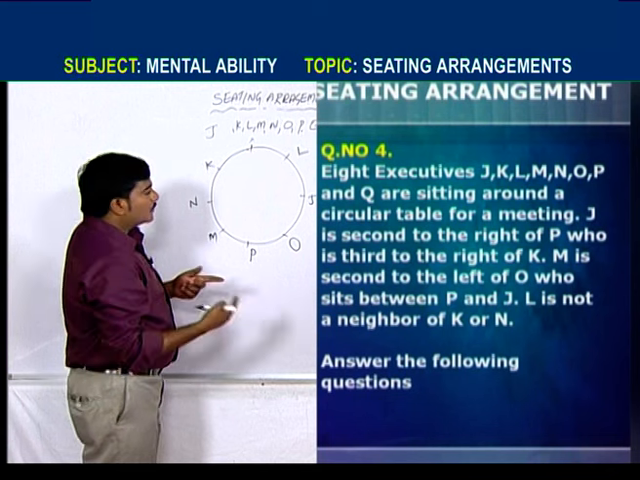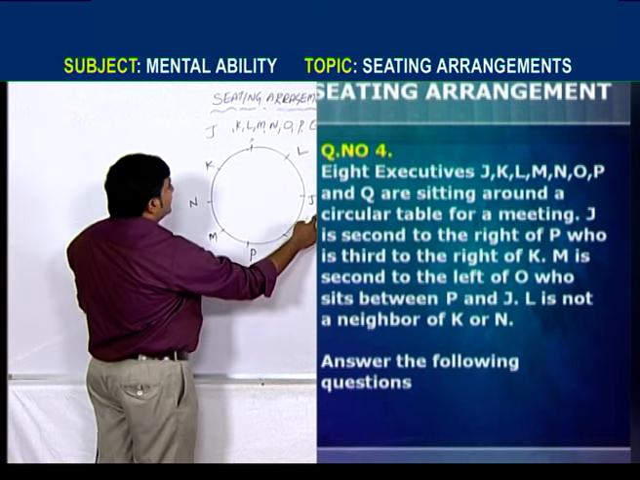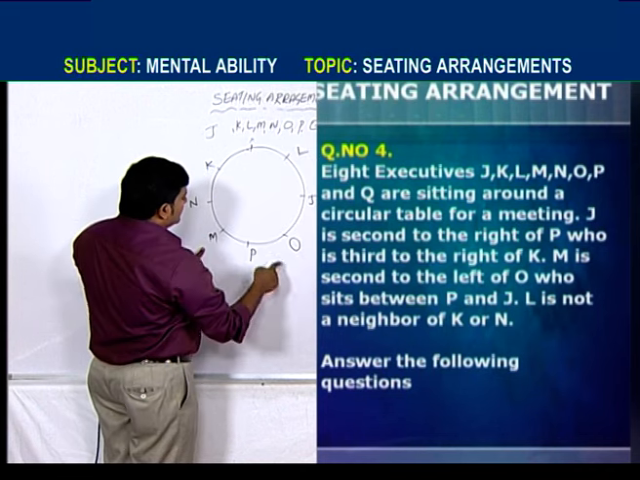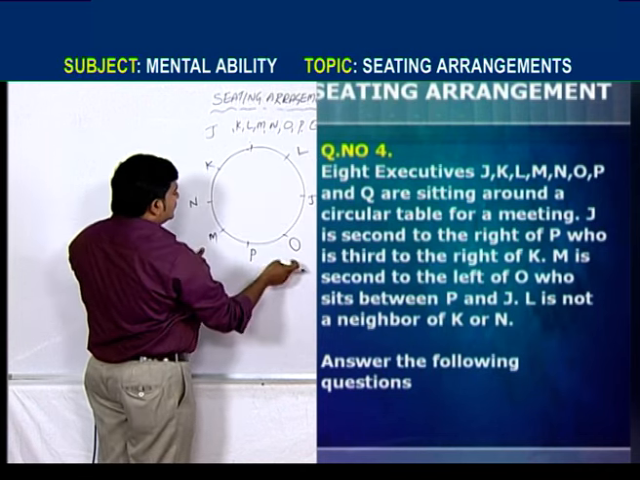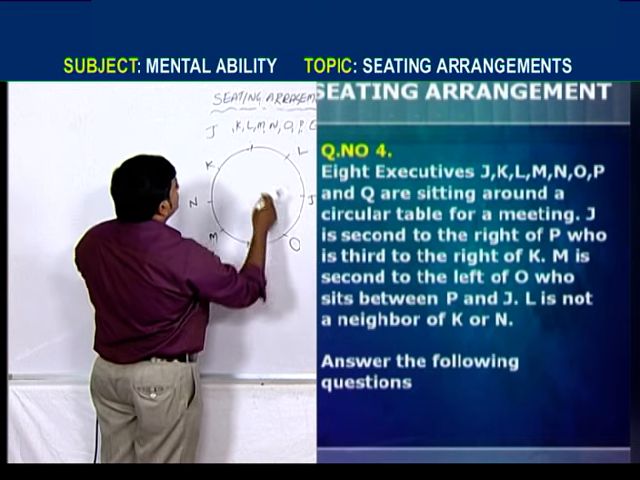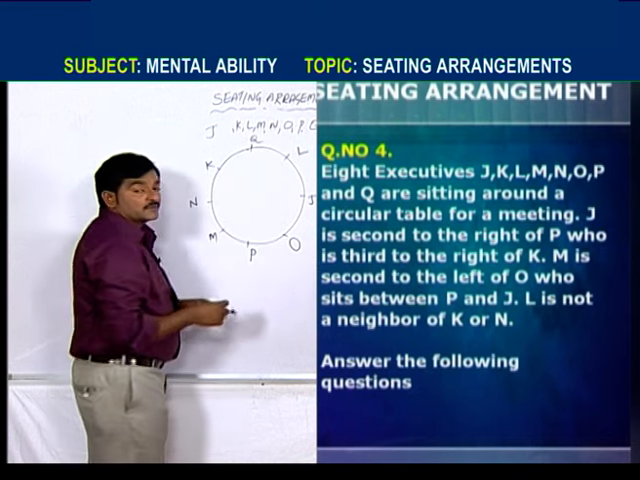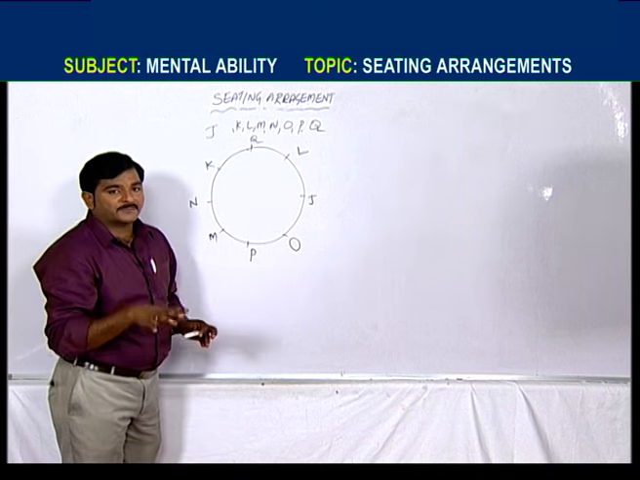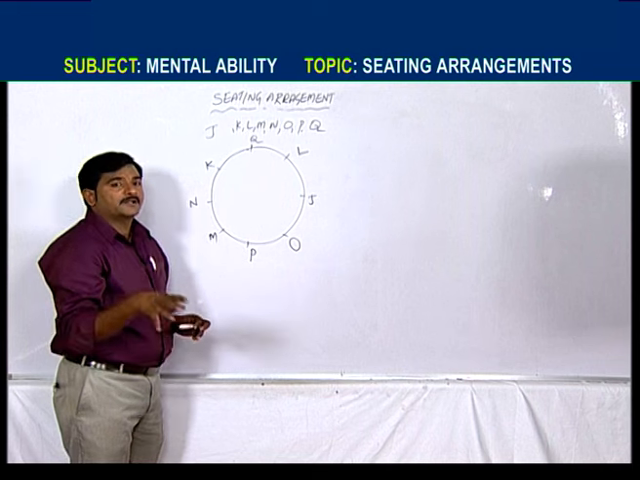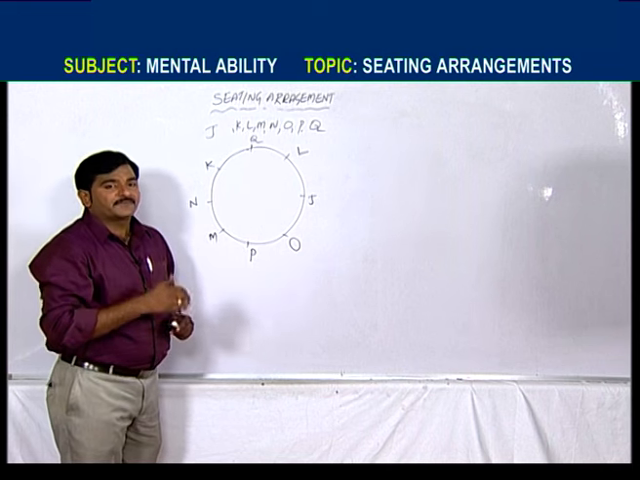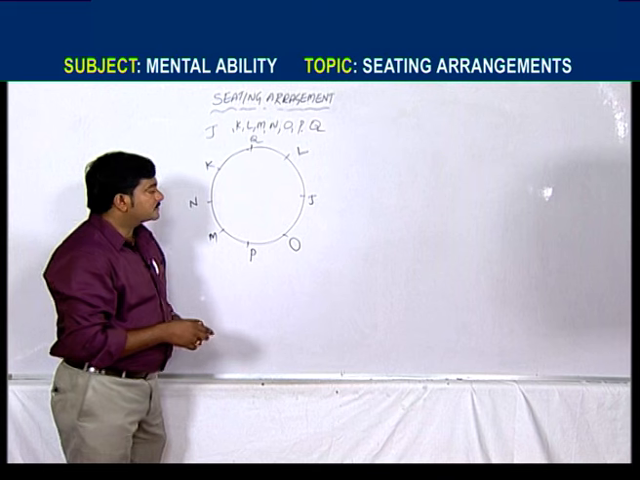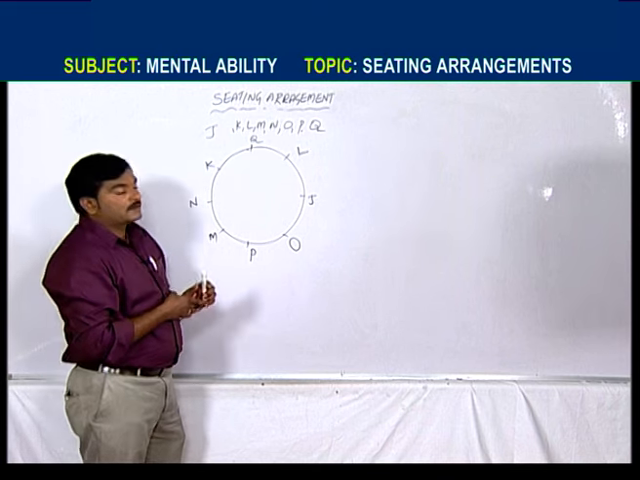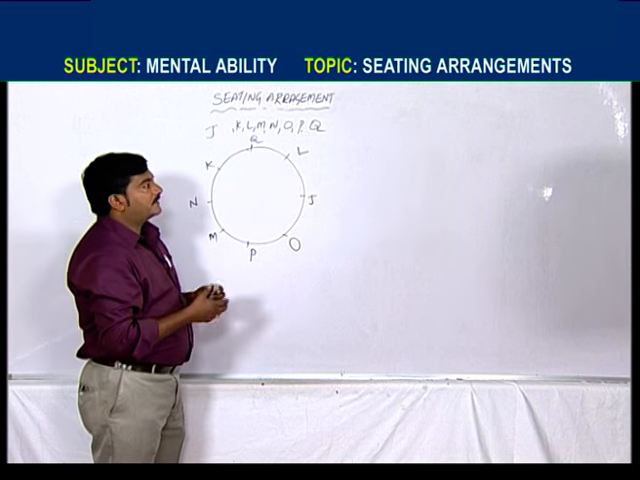the neighbor of K. Now, who is left here? J. J filled, K filled, L also finished, M also finished, P finished, N also finished, O, P. Therefore, this is whose position? Q's position. This is the final arrangement of the given objects. Fix one object, and with respect to that object we have to arrange all the remaining objects by taking direct or indirect conditions. So now, based on this concept, he has given some questions. Now we'll answer the questions.